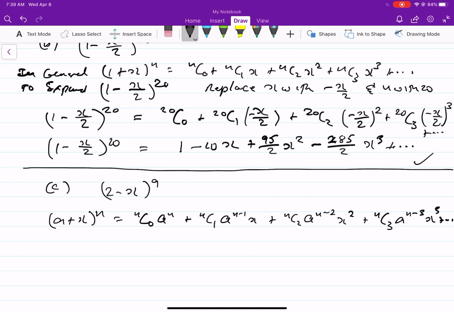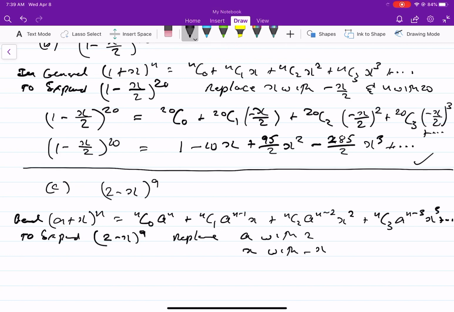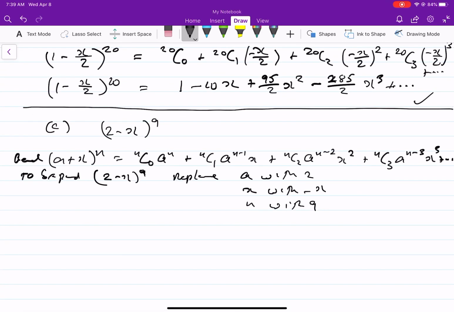Now to expand, and this is the general expansion, to expand 2 minus x to the power 9, there are 3 things you have to replace here. Replace a with 2. Replace x with minus x. And replace n with 9. If in here I replace a with 2, x with minus x, and n with 9, I'll get the expansion. And same thing on the right hand side, I will get the expansion with 2 minus x to the power 9.